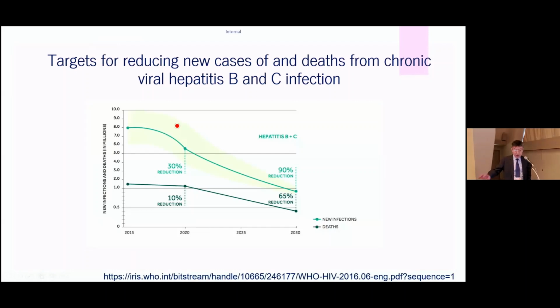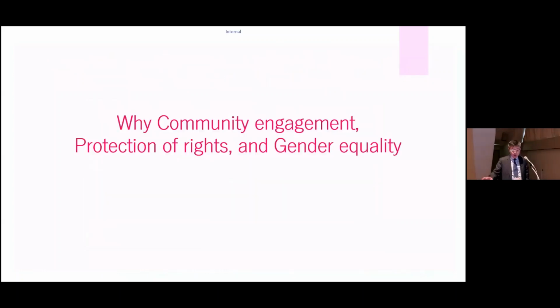In the WHO goal, to achieve elimination of chronic hepatitis as a public health threat by 2030, the targets include reducing new cases and also the deaths from chronic hepatitis B and hepatitis C. One target is for prevention, to reduce new cases. The other target is to reduce the deaths, and that is the treatment. So why community engagement, protection of rights, and gender equality?